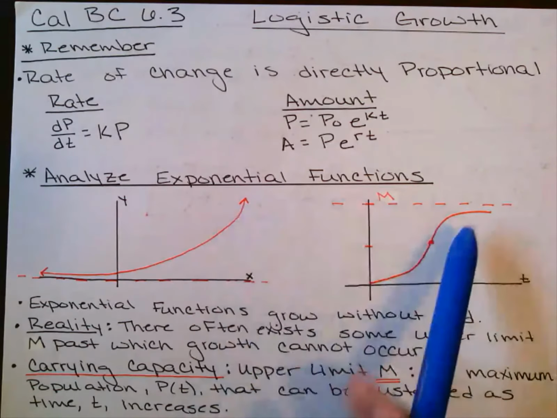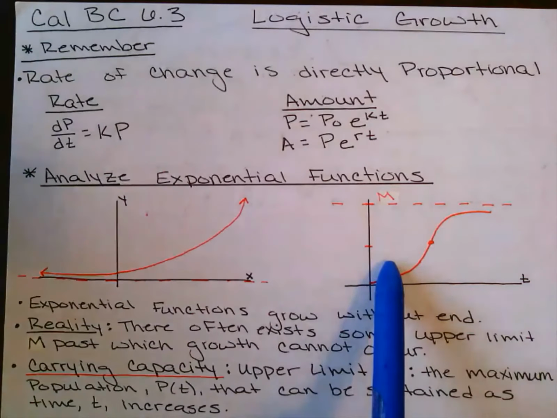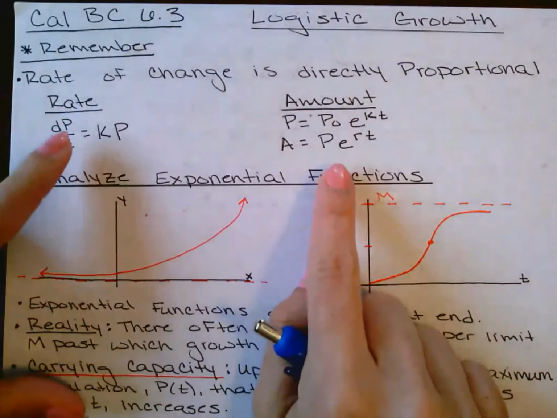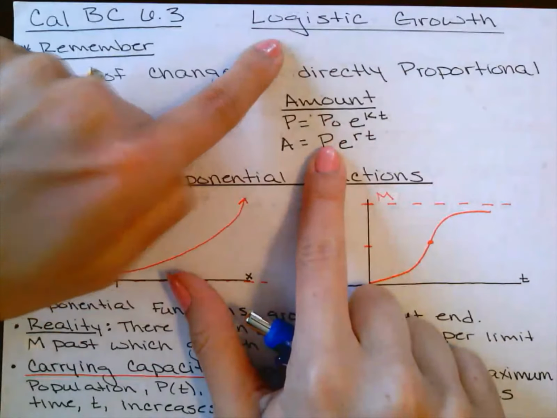So that's where logistic growth starts to change the image of an exponential graph, okay, in order to fit these realistic situations, okay? So we are going to rewrite a new set of equations for the rate and for the amount according to logistic growth, okay?